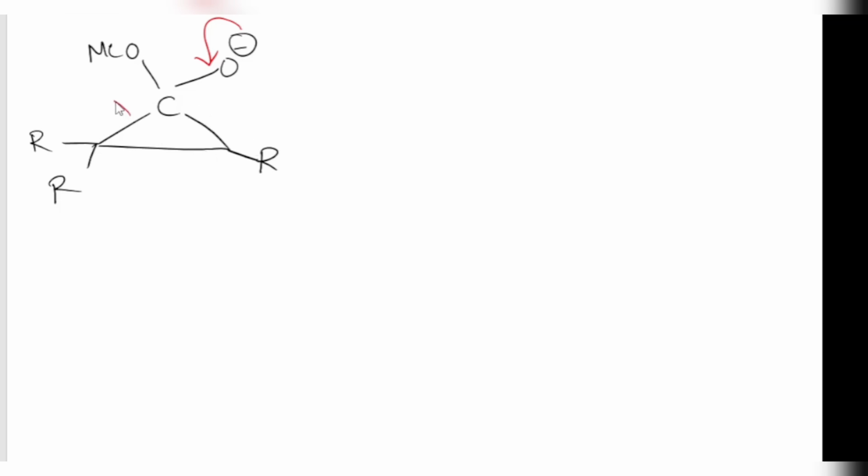Suppose I will write it as the first case, if this bond breaks, then we will get a product like here carbon and here R2, over here a negative charge is there. Then again this bond I'm writing over here, carbon, and to this one hydrogen and one R is there.